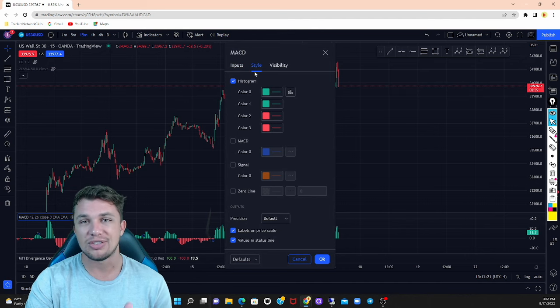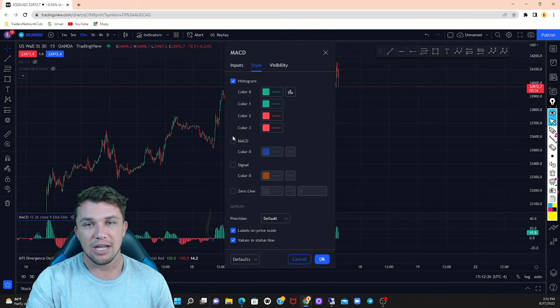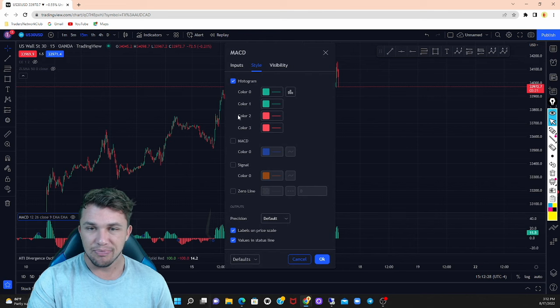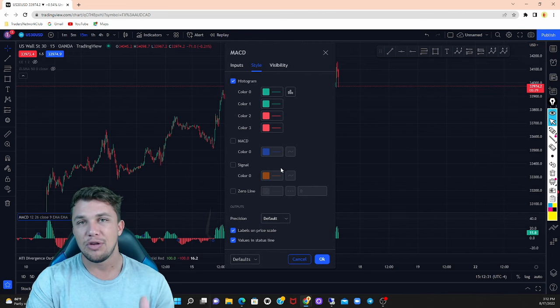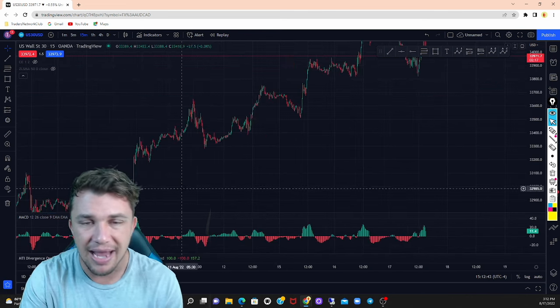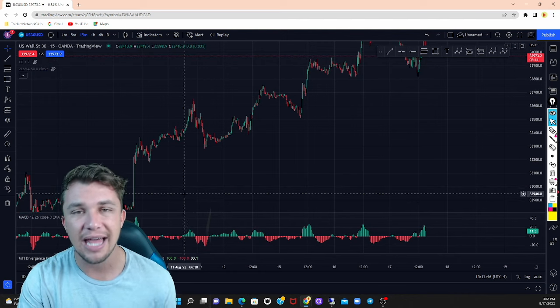Really all I do with the style is I keep it only histogram, I don't really need any of these other signals, and I do change the colors. Whatever you prefer, you can change it to. Now the MACD is for me finding the valid highs and lows.